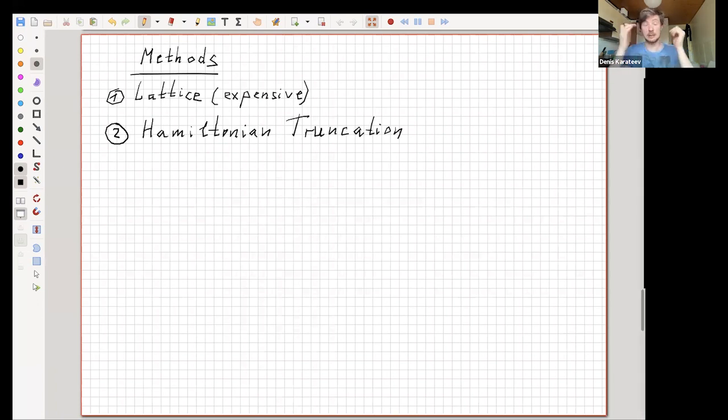There are actually various different variations of the Hamiltonian truncation, but for simplicity I'll just refer to them as Hamiltonian truncation. It's just one direction. This method is less developed and less powerful, but the benefit of it is that it's inexpensive. In some cases it works very well, in some cases it doesn't, but when it works, it's much less expensive than the lattice.